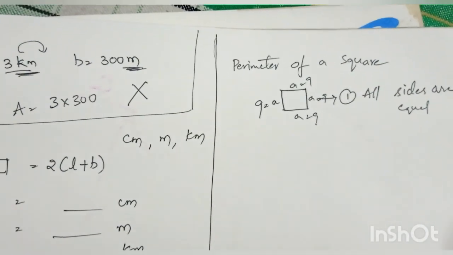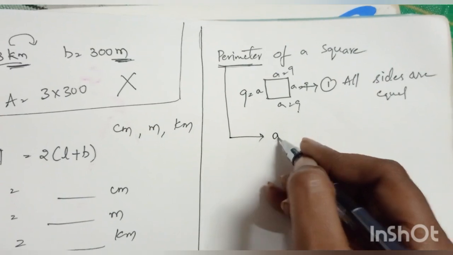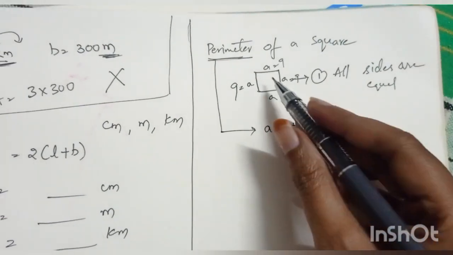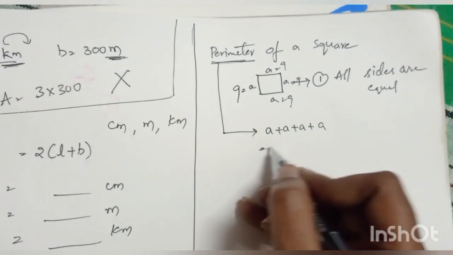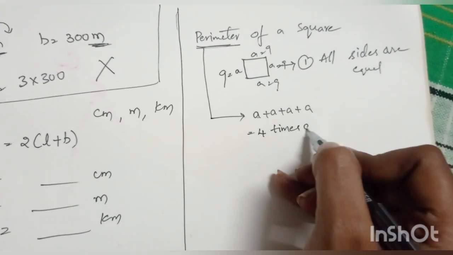When you are deriving the formula for the perimeter, it's very simple. If a side is A, we'll add all the A's. How many times? 4 times. Why? Because there are 4 sides for a square, and all 4 sides are equal. 4 times I am adding, so 4 times A.